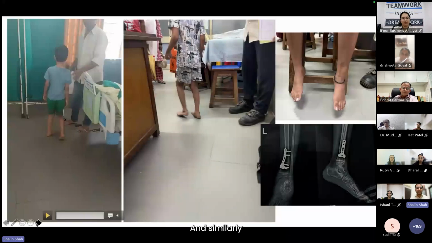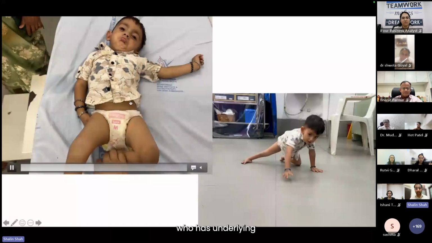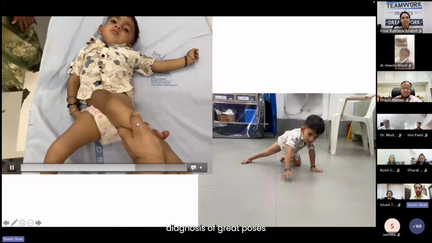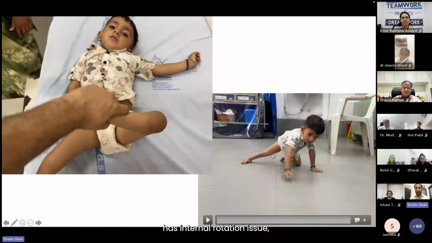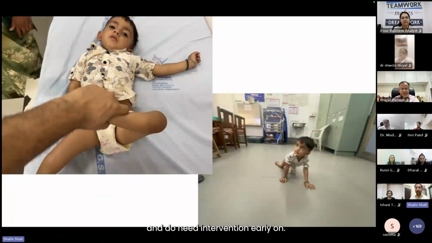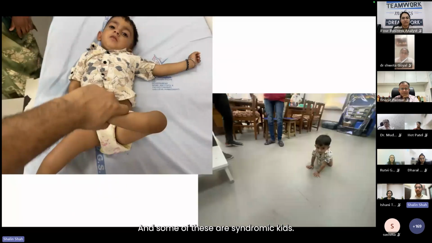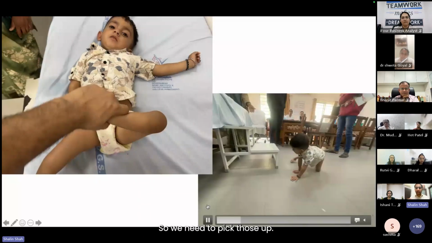And similarly, if you have such a big amount of rotation, so this kid who has an underlying diagnosis of arthrogryposis, you can see the right leg has an internal rotation issue, the left leg has an external rotation issue, the right leg has an extension contracture at the knee, and the left leg has a flexion contracture, and the kid is walking with a lot of difficulty. So these kids do need intervention, and do need intervention early on. And some of these are syndromic kids, some of these have neurological issues along with them. So we need to pick those up.